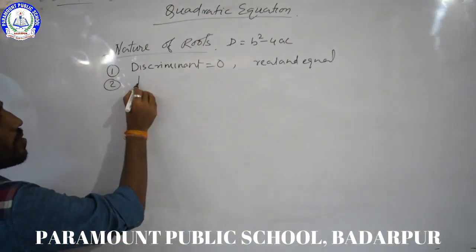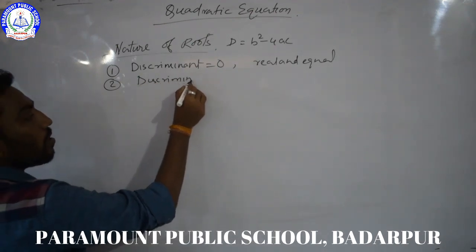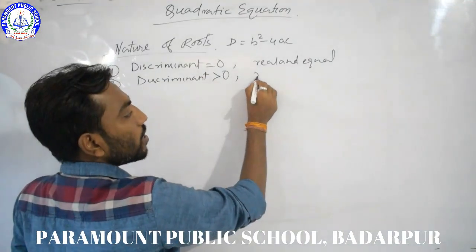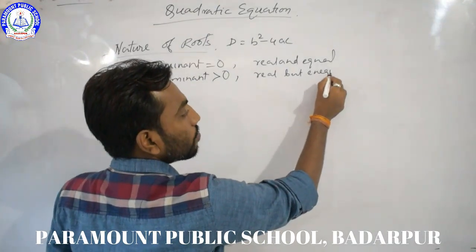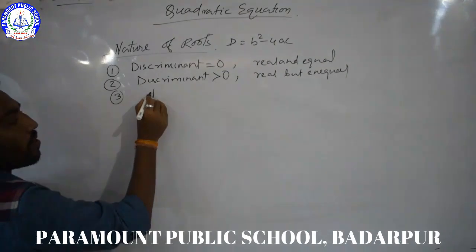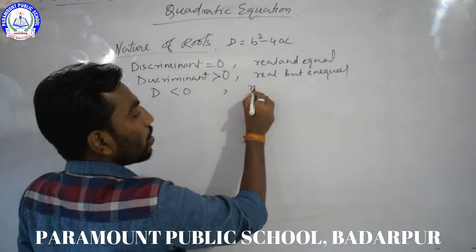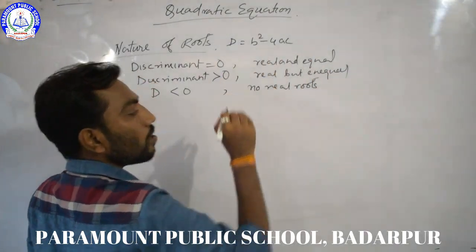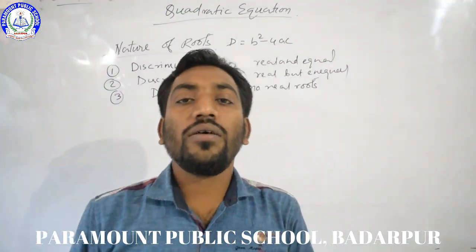When our discriminant value is greater than 0, our roots will be real but unequal. And our third condition was when discriminant is less than 0, the nature of the roots was no real roots. So based on these three conditions, we will be solving the problems in this video.